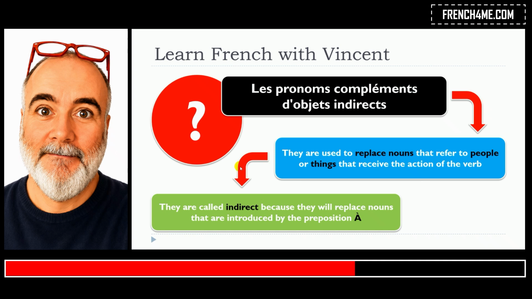And the second thing that is extremely important, they are called indirect because they will replace nouns that are introduced by the preposition à. So these nouns that they will replace receive the action of the verb and are introduced by the preposition à. So this is what we call les pronoms compléments d'objet indirect.